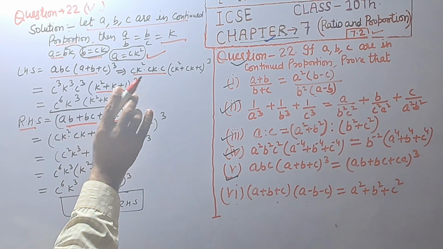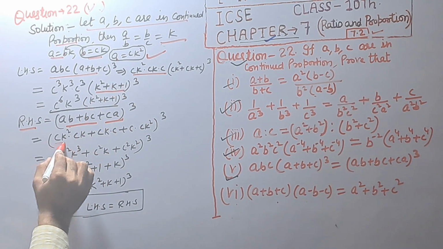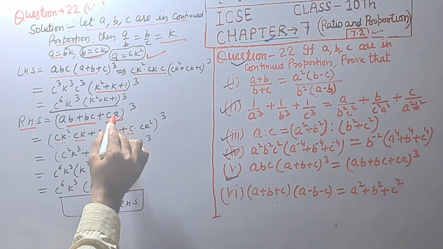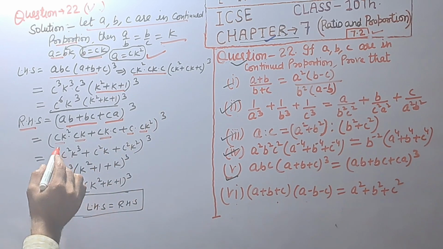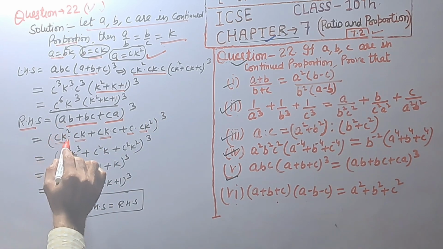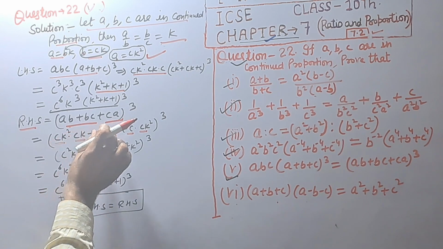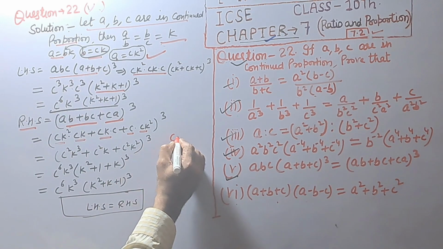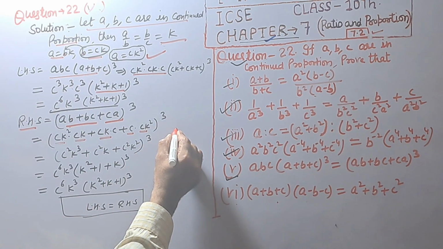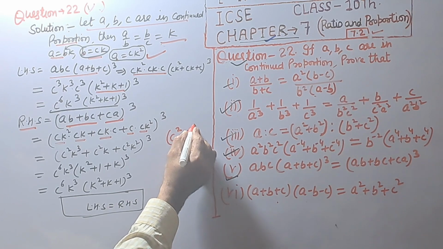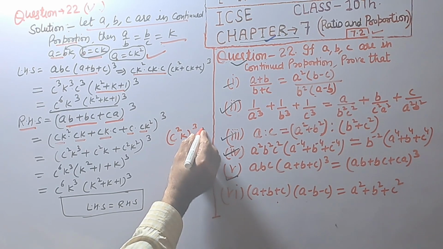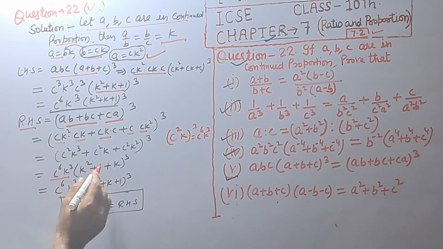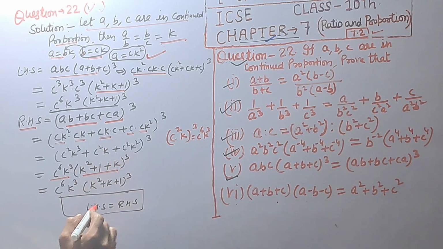Right hand side is ab plus bc plus ca raised to power 3. We are putting a as ck square, b as ck, and c into a is ck square, raised to power 3. c square k is common in bracket, so we are taking common raised to power 3. c square k raised to power 3, this will be c raised to power 6 and k raised to power 3. c raised to power 6 k raised to power 3 is common in bracket k square plus 1 plus k raised to power 3.